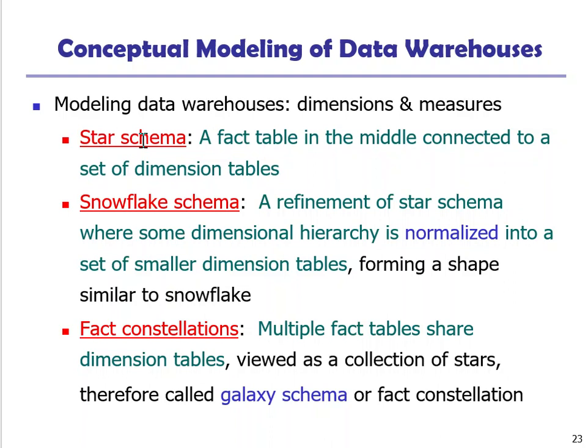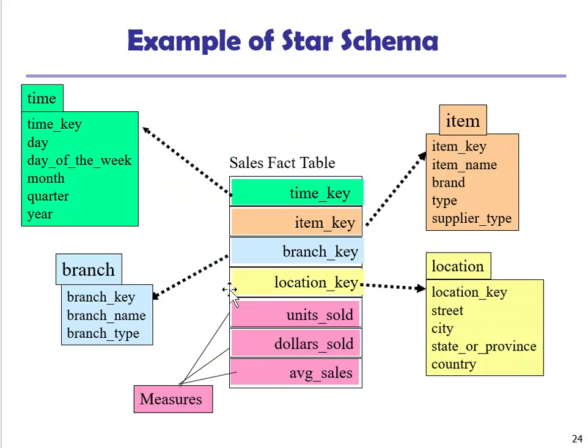A star schema, you can read these descriptions, but I think it's more intuitive if we explain those schemas by looking at real examples. So this is a star schema for the sales cube. So remember we talked about fact and dimensions. And here we have time dimension, branch dimension, item dimension, and location dimension. And the facts that we care, those are the measurements, units sold, dollars sold, average sales. Okay, so it could be one or multiple measures that's in this table.